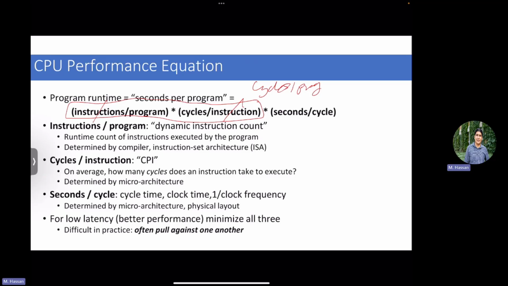So here comes the last term, which is the frequency of the machine. So you say, okay, how many seconds do I have per cycle? And the cycles will cancel out the cycles. This gives you a number of seconds per program, right? So the final output is an absolute time, seconds. Good? Makes sense?